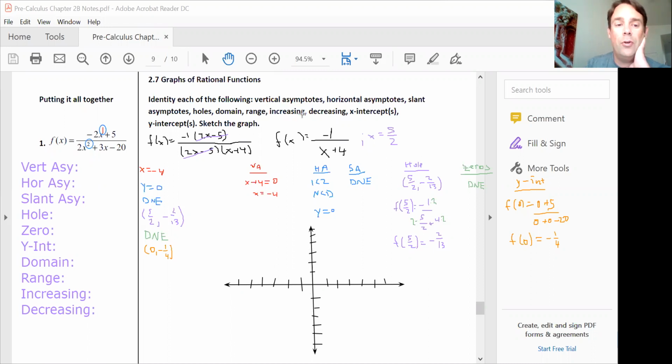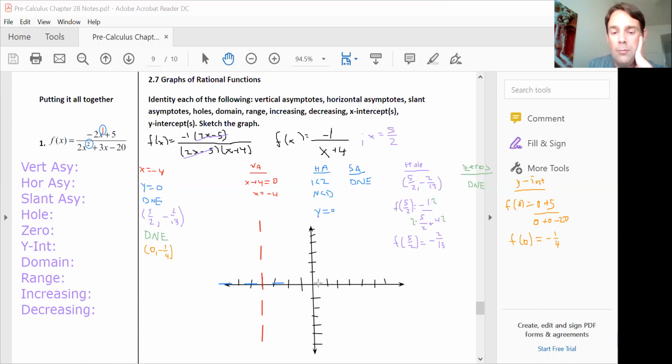All right. So we're going to go ahead and graph everything. I got a vertical asymptote when x equals -4, that'd be right about here. All right, so there's our vertical asymptote. We have a horizontal asymptote when y equals 0, so literally right along the x-axis there.